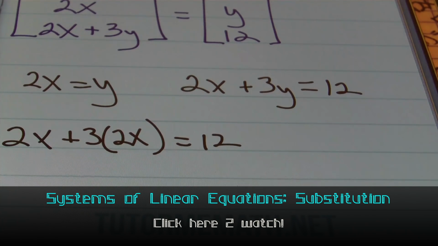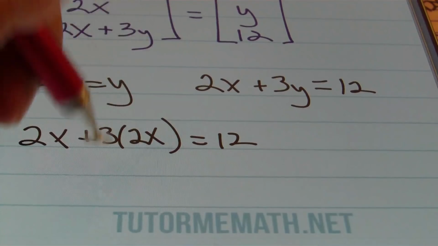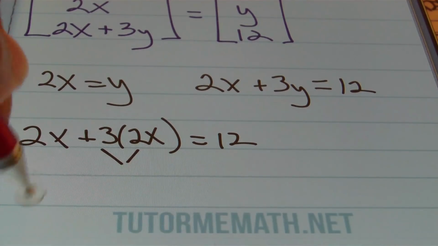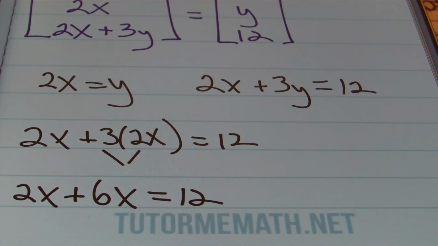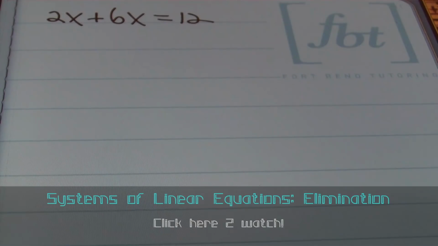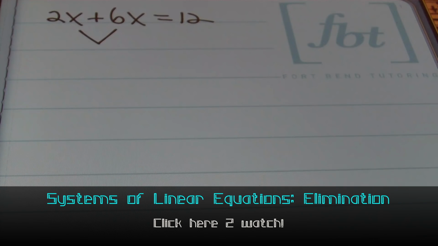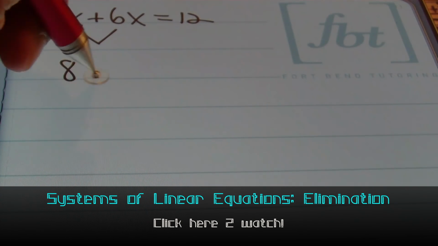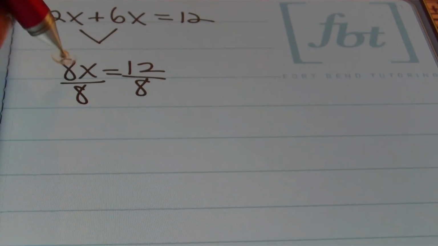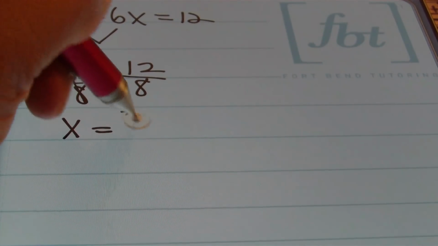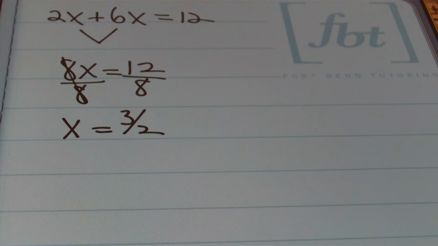Here's my equation that I can use to solve for x. From here we'll multiply that 3 times 2x to end up with 2x plus 6x equals 12. Let's take this to the next page. From here we'll combine our like terms. So 2x plus 6x gives me 8x, which equals 12. Now we'll just divide both sides by 8 and simplify to find that x equals 3/2. There's your solution right there. X equals 3/2. Done and done for our variable x.